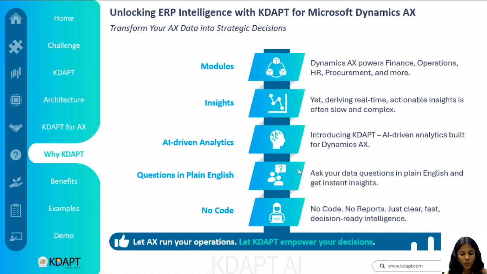As I mentioned earlier, you don't need to know coding like SQL, DAX, or use clunky BI tools. You just type things like which product line is growing faster, or for example, what's our margin trend in Europe? KDAPT understands that question, pulls the data from the relevant table, and responds with an answer. So, in short, if I have to conclude, KDAPT brings your entire AX environment to life with answers, trends, and insights at your fingertips in real time.